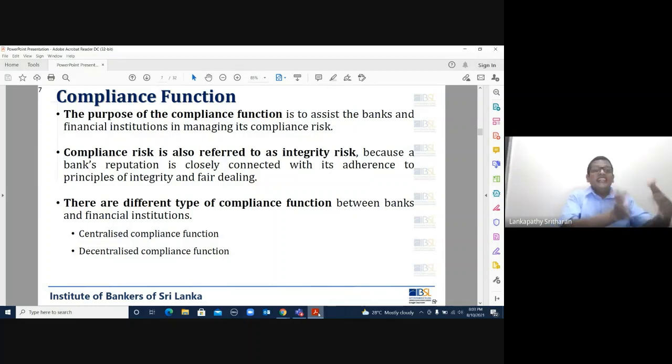Likewise, under the decentralized compliance function, different departments may be in charge of a particular compliance function. So here there will not be any centralized department. Everything has been decentralized, and those departments are responsible for the particular compliance function. So that is about the decentralized compliance function.